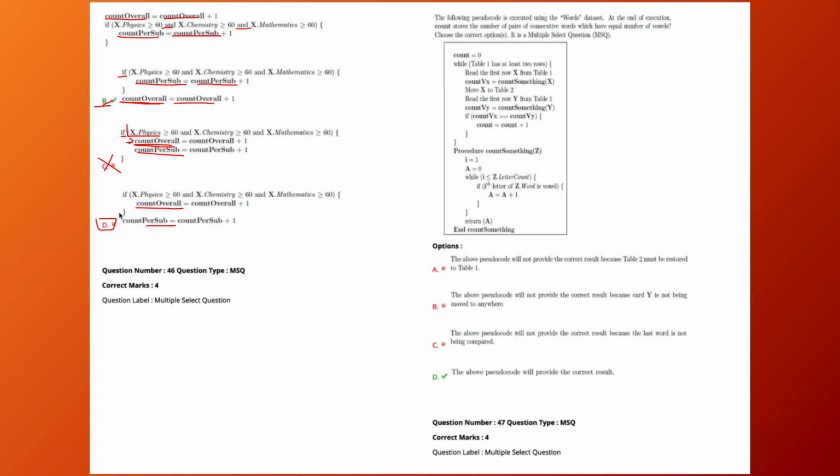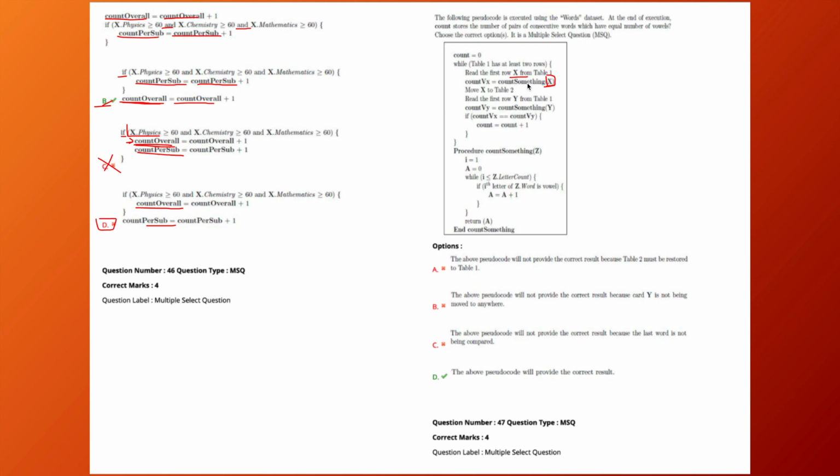Now in the pseudocode, we have this variable called count that has been assigned the value of 0. Then we say that while table 1 has at least 2 rows. Previously we were always checking if table 1 has at least 1 row, but in this case we want table 1 to have at least 2 rows. Then we read the first row x from table 1, and now we have a variable called count vx, and it is being assigned the return value of a procedure called count something. From here we can say that it takes the parameter as the row in this table, because we know that x is a row and it has taken a row as a parameter.